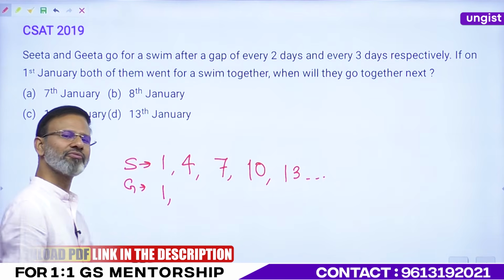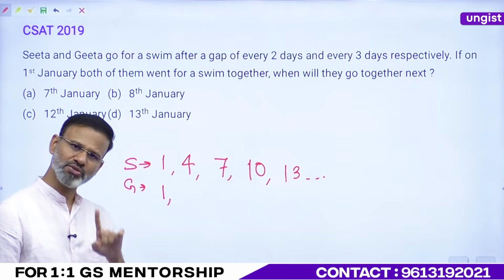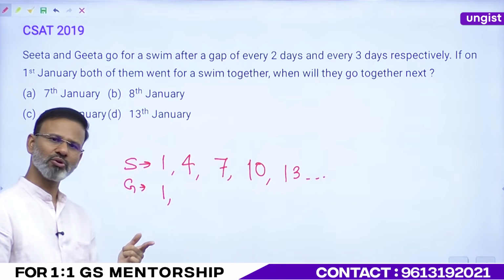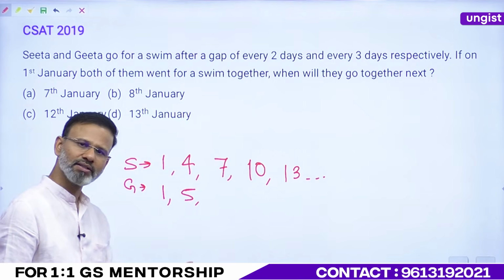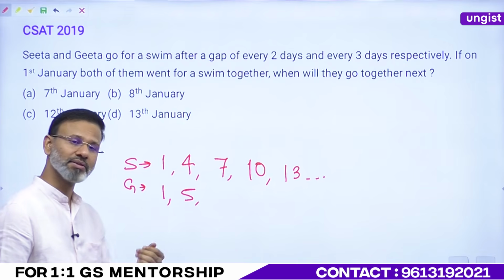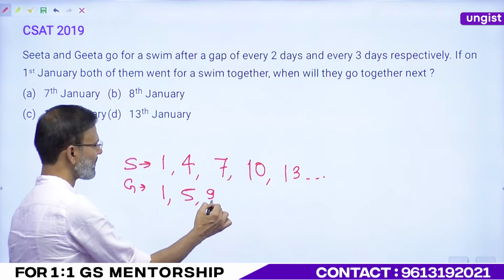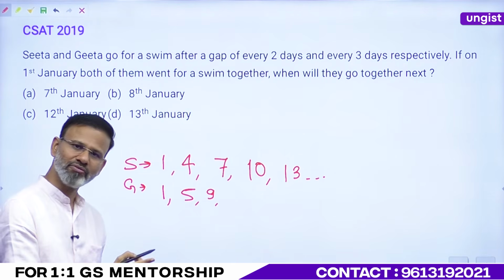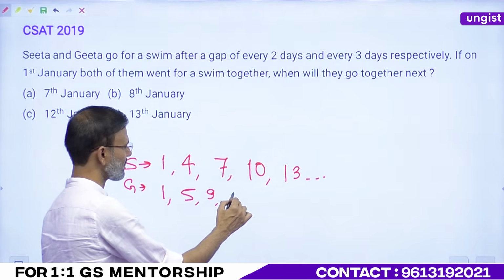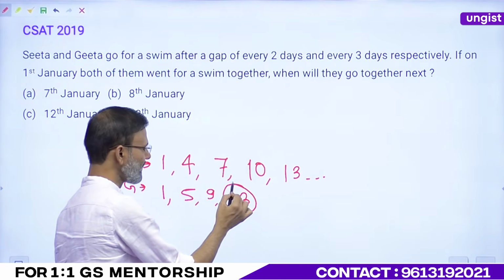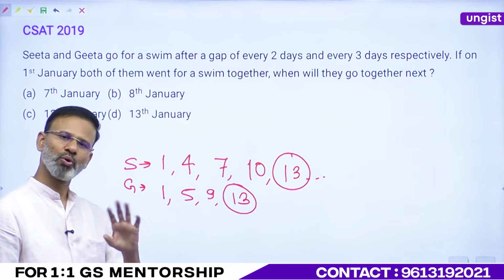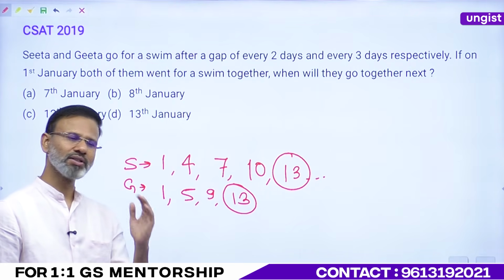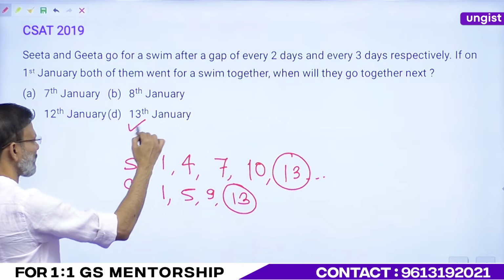Geeta is going after a gap of 3 days. So if on 1 she is going, then 2, 3, 4 she is not going. She will be going on 5th. Then 6, 7, 8 she won't be going. She will be going on 9th. And after 9th, 10, 11 and 12 she is not going. She will be going on 13th. All right. So on 13th Geeta is also going and on 13th Sita is also going. So both of them will be meeting together on 13th during swim.